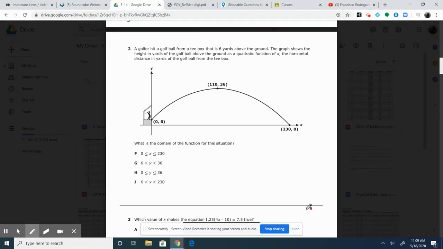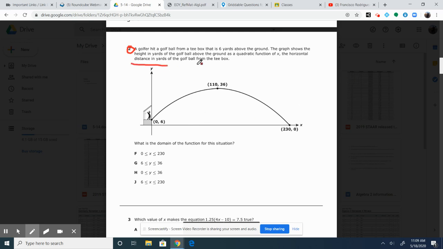All right, guys. So number 2 tells us that a golfer hit a golf ball from a tee box that is 6 yards above the ground. The graph shows the height in yards of the golf ball above the ground as a quadratic function of x, the horizontal distance in yards of the golf ball from the tee box. What is the domain of the function for this situation?